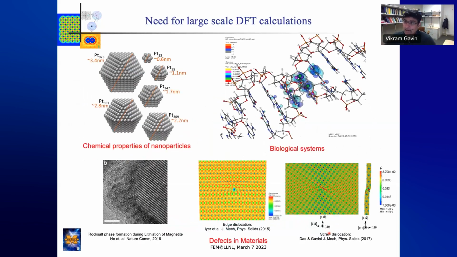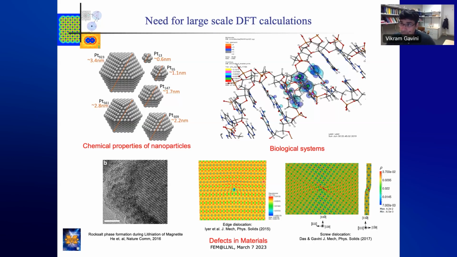But is there a need for large-scale DFT calculations? And there are many examples where access to large-scale systems becomes important. So let's say that someone is interested in understanding the catalytic properties of nanoparticles. Even the smallest of the nanoparticles are a few nanometers, and they go to about 1,000 atoms or beyond. Or somebody may be interested in computing the transport through biological molecules. And these biological molecules typically can be fairly large, going to many thousands of atoms.